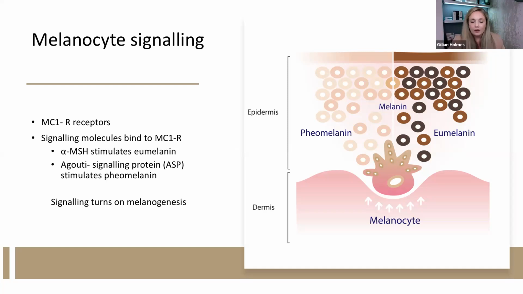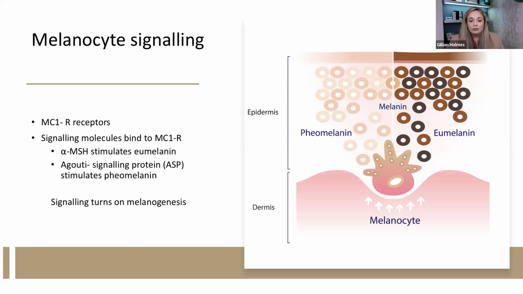When the ASP binds to the MC1R receptor, it actually inhibits the effects of alpha melanocyte stimulating hormone. So this is what shifts pigmentation towards the production of pheomelanin. Pheomelanin, as you can see, is a lighter type of pigment. So effectively that means lighter skin types, your Fitzpatrick's 1 and 2, typically have more pheomelanin than they do eumelanin.